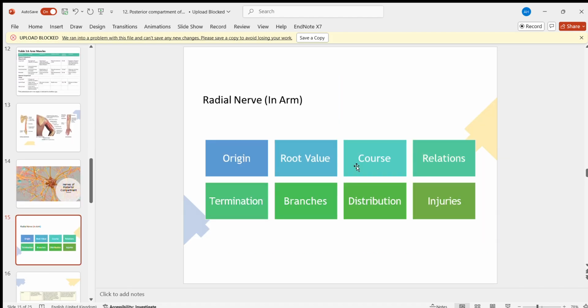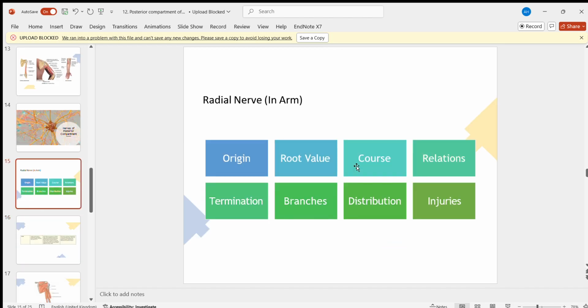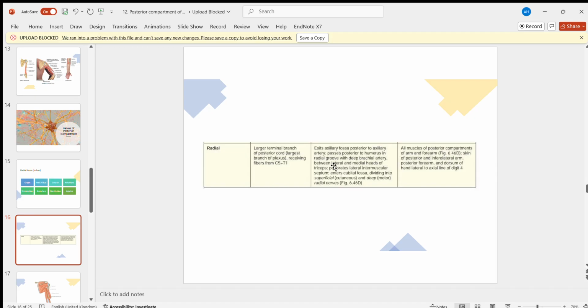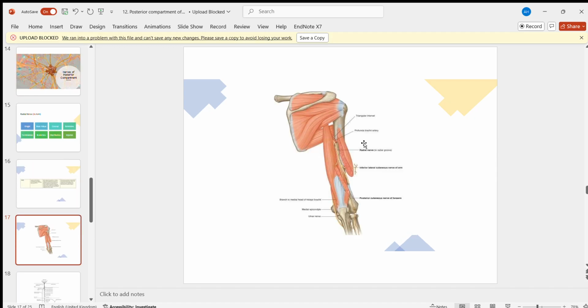The nerve of posterior compartment is the radial nerve. Origin of radial nerve is the posterior cord of brachial plexus, having a root value of C5 to T1. Now in this picture, we can see that the radial nerve originates from the brachial plexus. It passes through the lower triangular space along with the profunda brachii artery, goes down and posteriorly and passes through the radial groove along with the profunda brachii.